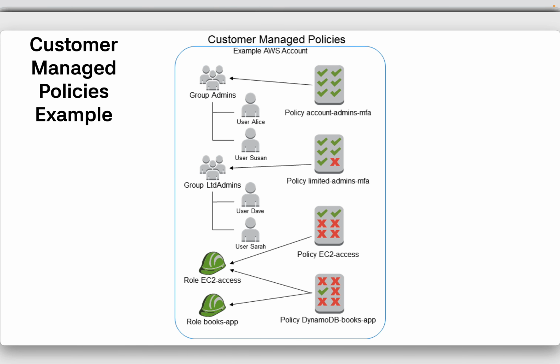This diagram illustrates customer managed policies. Each policy is an entity in IAM with its own Amazon resource name, ARN, that includes the policy name. Notice that the same policy can be attached to multiple principal entities. For example, the same DynamoDB Books app policy is attached to 2 different IAM roles.